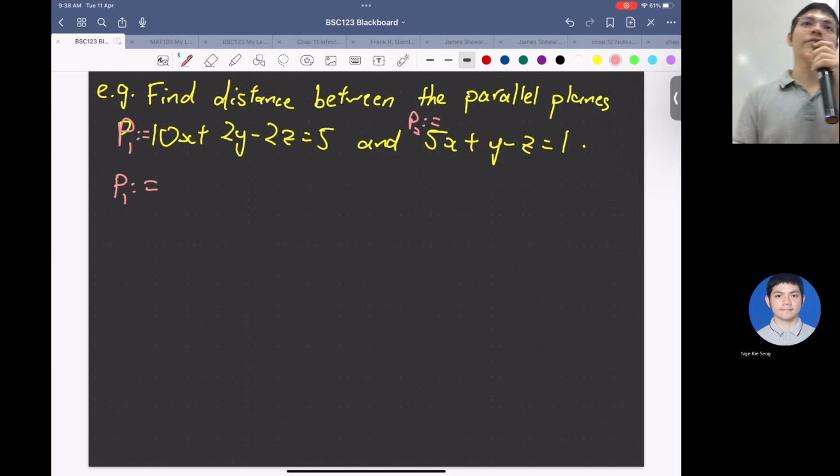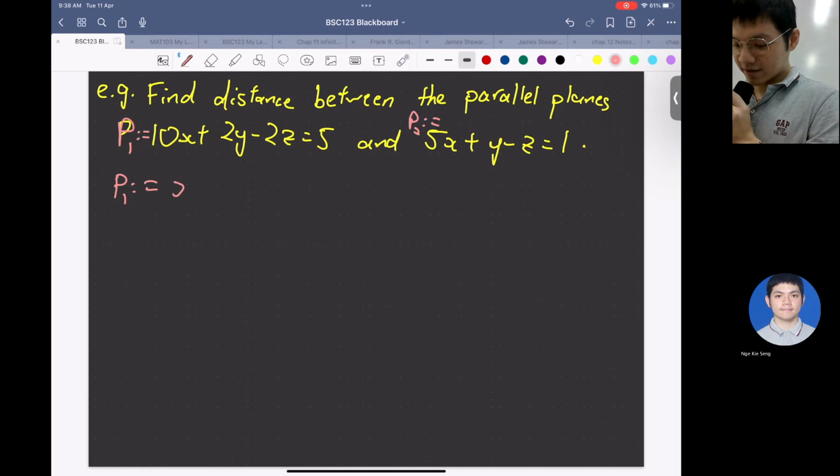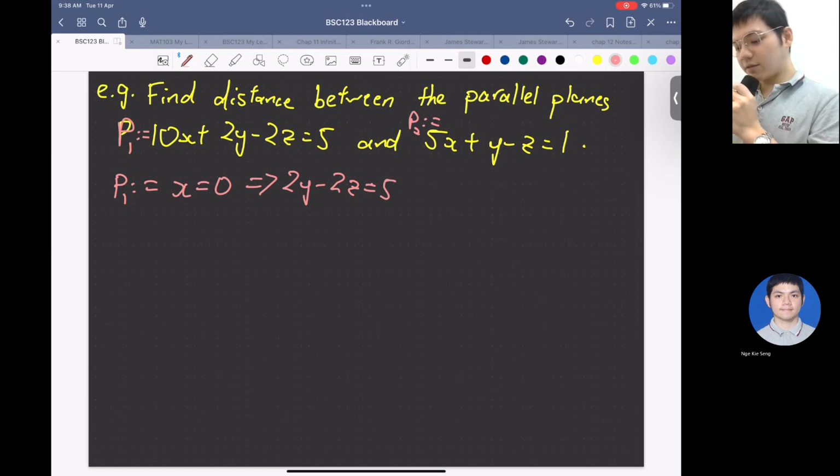How to get a point out of P1? There are so many points here. What point do you want to keep? Sub x equal to 0. Okay, sure. We sub x equal to 0 first, and then we get 2y, 2z equals 5. So when you set x equal to 0, you still get one whole line.